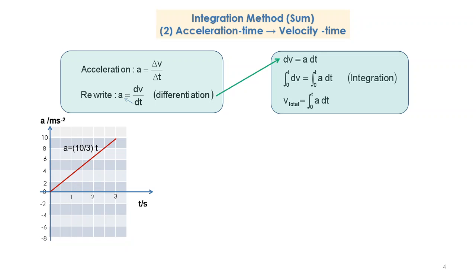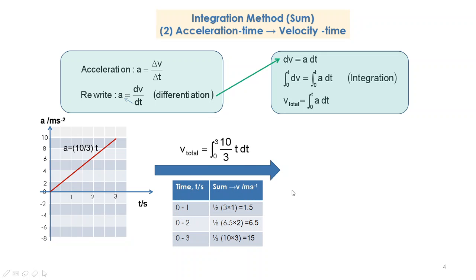Look at the A versus t graph. We have a straight line passing through 0 with a positive gradient, where a is equal to 10 divided by 3 times t. To convert acceleration to a velocity-time graph, we can gradually calculate the area under the straight line from 0 to 1 second, which can be represented by half times the base times the height.